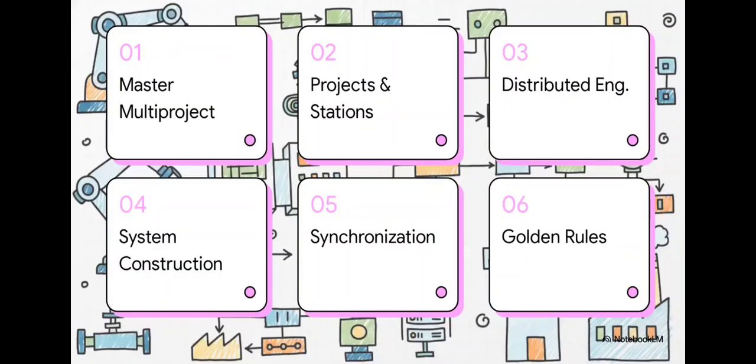First, we'll look at the master multi-project container. Then, projects, libraries, and stations. Third, topologies for distributed engineering. Fourth, system construction and expansion. Fifth, system-wide synchronization. And finally, number 6, we'll wrap up with the architect's golden rules.